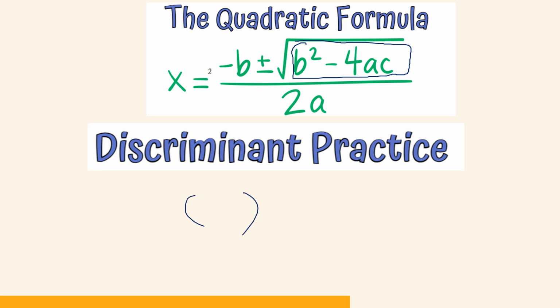And what I like to do when I practice, or when I'm finding the discriminant, I like to rewrite my discriminant with parentheses for placeholders. So whatever b is, I'll plug in here. Whatever a is, I'll plug in here. And finally, whatever b is, I'll plug into the last parentheses.